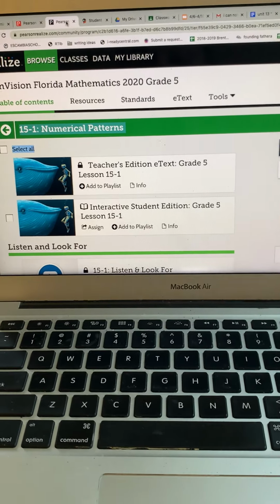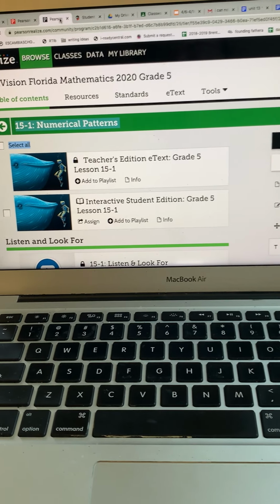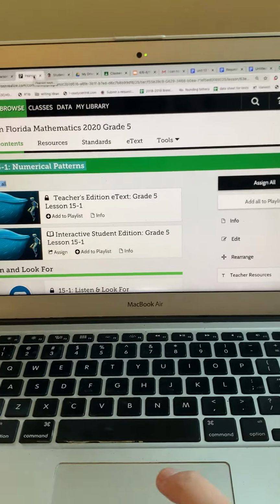Hey guys, today I'm going to teach you a lesson for 15.1. It's all about numerical patterns and the patterns that numbers can have with each other.